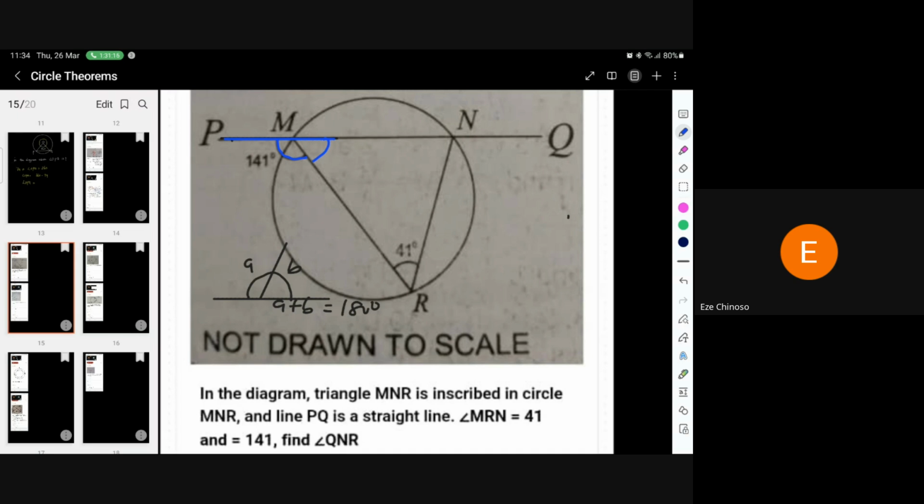Emmanuel, what would that place be? 180 minus 141, which will give us 39, plus 9. Do you agree now?